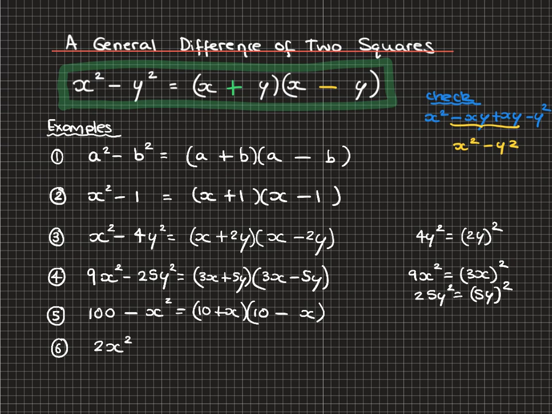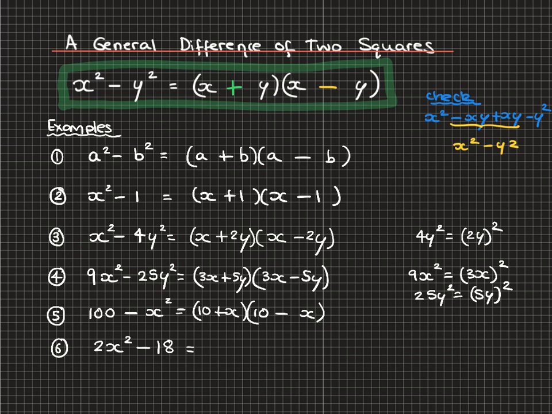2x squared minus 18. Now, a lot of people will look at this and say, well, it's not a difference of two squares, because 2x squared is not a true square and 18 is not a square. Wrong. It's a difference of two squares in disguise.